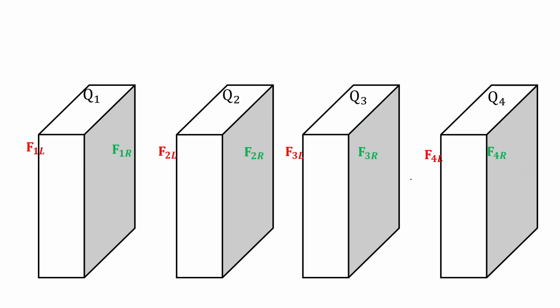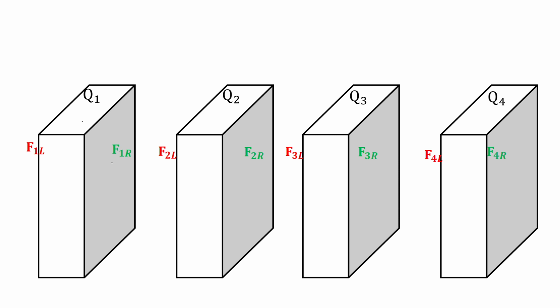Now consider the four conductors I have shown here. Initially each conductor is given charges Q1, Q2, Q3 and Q4, and the faces are labeled as F1L, F1R, F2L, F2R, likewise F3L, F3R, F4L and F4R. The first number represents the numbering of the conductor, and L and R are the left and right faces. Red is our left face and green is our right face.